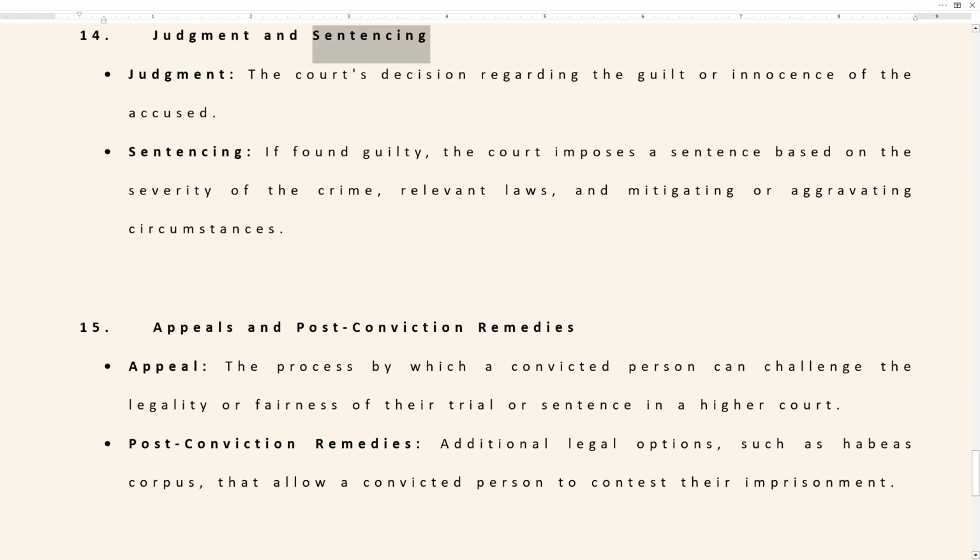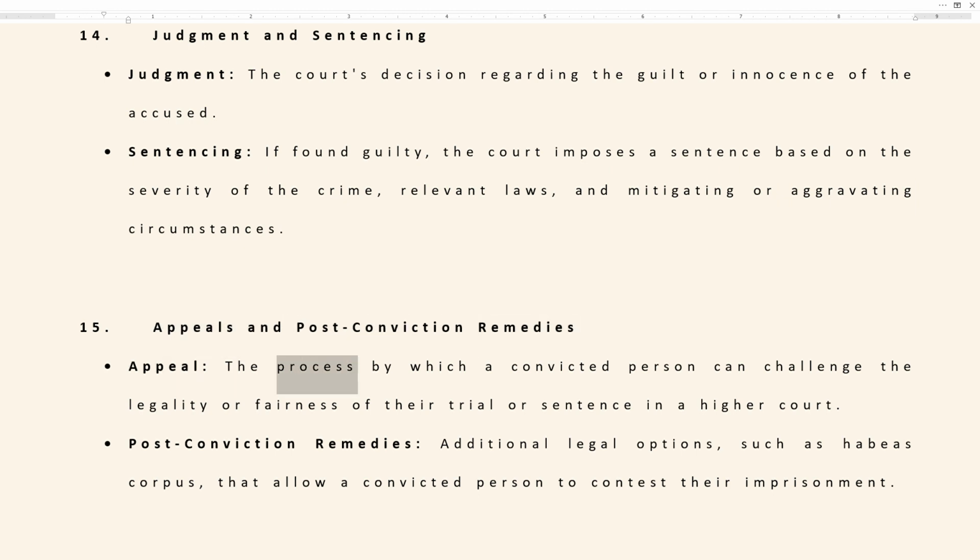Judgment and sentencing. Judgment, the court's decision regarding the guilt or innocence of the accused. Sentencing, if found guilty, the court imposes a sentence based on the severity of the crime, relevant laws, and mitigating or aggravating circumstances.